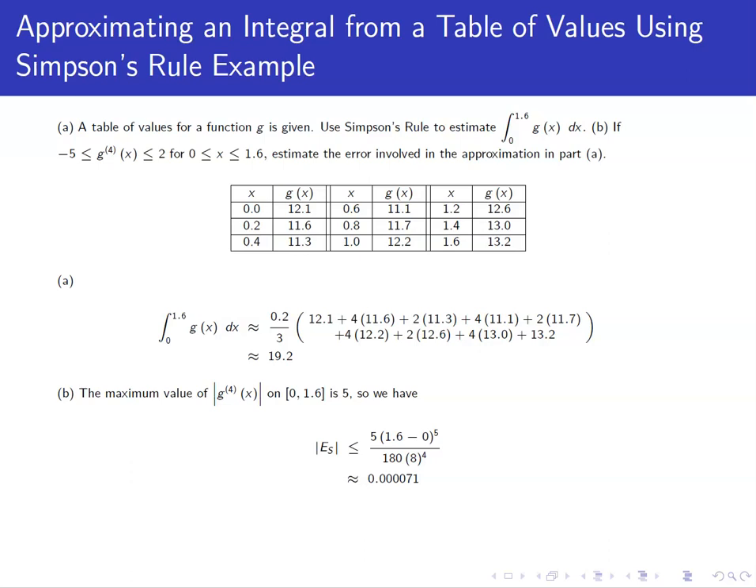In this video, we're going to use a table of values and Simpson's rule to approximate the value of an integral. So we've got a table of function values for a function g, and we're asked to use Simpson's rule to approximate the integral from 0 to 1.6 of g of x dx. And we're also asked to estimate what the error might be in this approximation if we know that the fourth derivative is in between -5 and 2 for all x that's in the interval that we're integrating over.